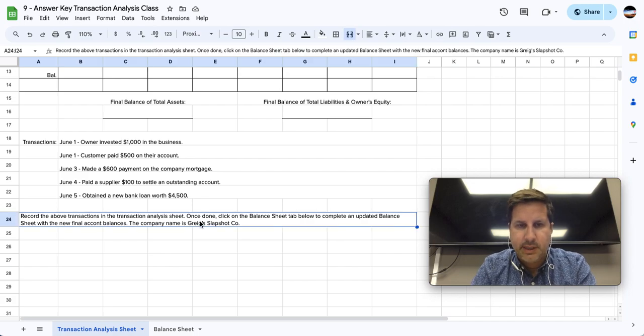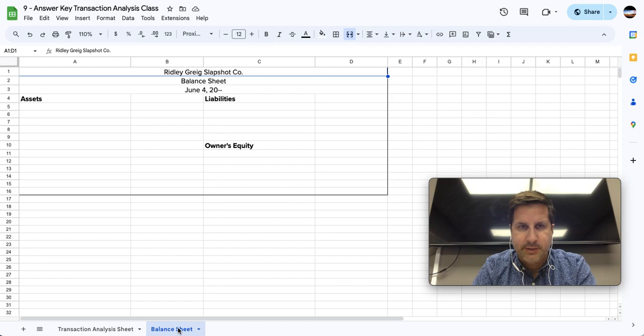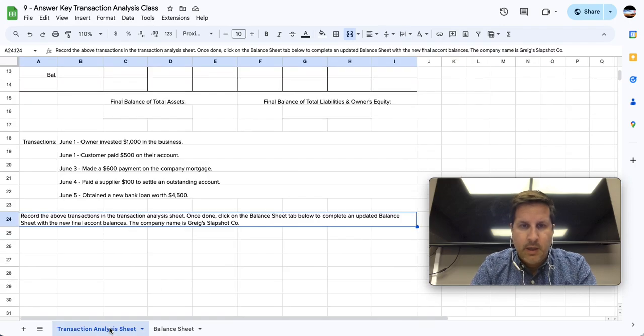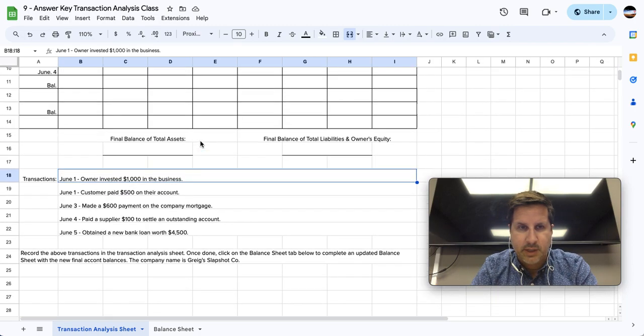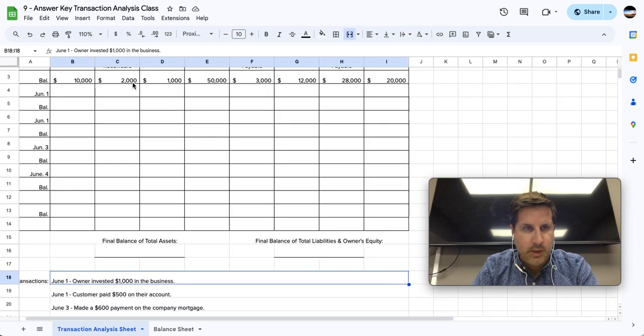Once done, click on the balance sheet, which is going to be here. Right now, it's just a blank. And update our balance sheet based on the new transactions we've done. So let's get into it. So transaction number one, the owner invested $1,000 in the business. So anytime the owner invests money, I'm going to get more cash. Typically, you're going to see cash as one of your accounts that will be affected, but owner invested money in the business, so I get $1,000 more cash, and the owner's investment has increased by $1,000. So what I do is I go up to my analysis sheet, which I'm going to freeze now.